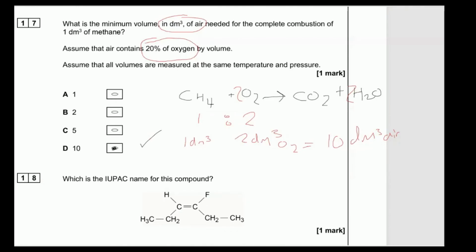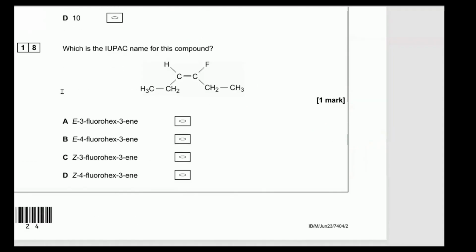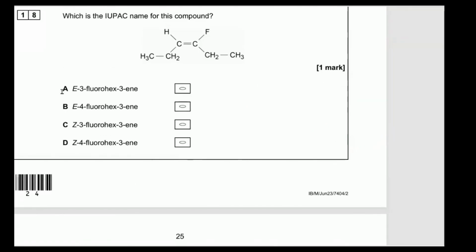Right, we're moving on to question 18. Which is the IUPAC name for this compound? Now we've got A, B, C, or D. All of them are hexene because there's 6 carbons, and all of them have a 3-ene, and that is correct as well because the double bond is found on the 3rd carbon.